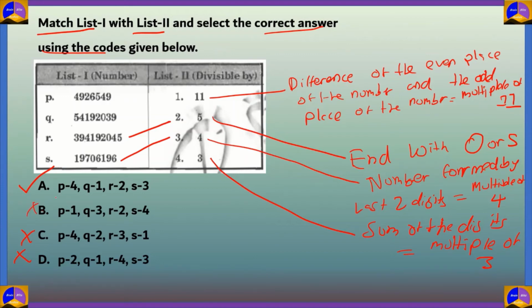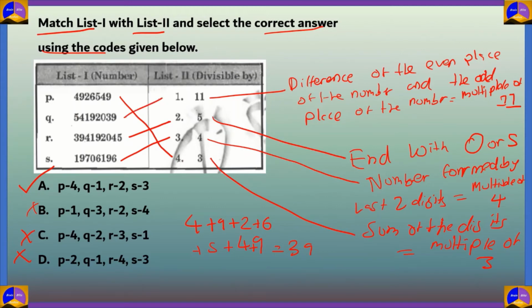Now if we are to check the others, now P is 4, so we can verify that as 4 plus 9 plus 2 plus 6 plus 5 plus 4 plus 9. 6 plus 4 is 10. 10 plus 9 is 19. 19 plus 9 is 28. Plus 2 is 30. Plus 4 is 34. Plus 5 is 39. Now 39 is a multiple of 3. So option P will be matched with 4.